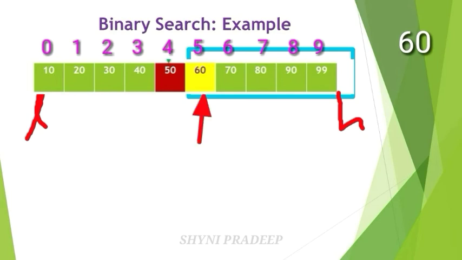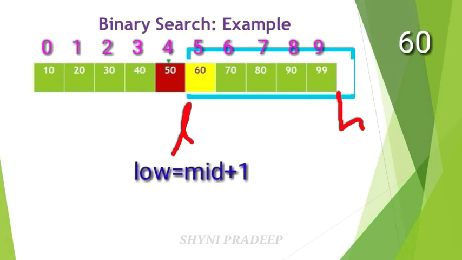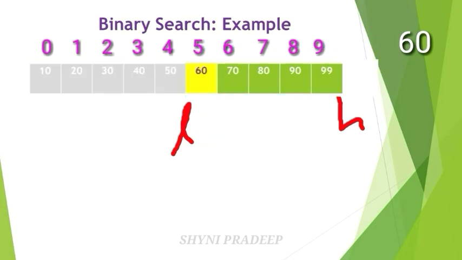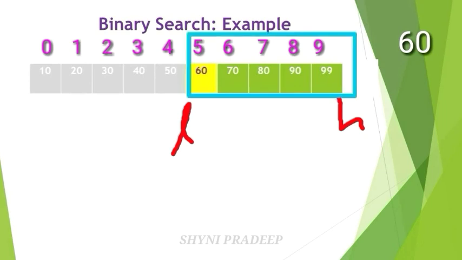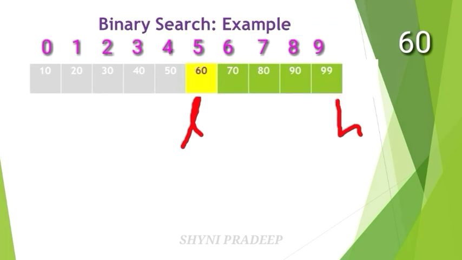Now you have to start from here. Our new lowest value is 5. Here you have to write low is equal to mid plus 1. So this is the lowest value and this is the highest value. You skip the left side elements from the middle element. So you take these elements: 60, 70, 80, 90, 99.